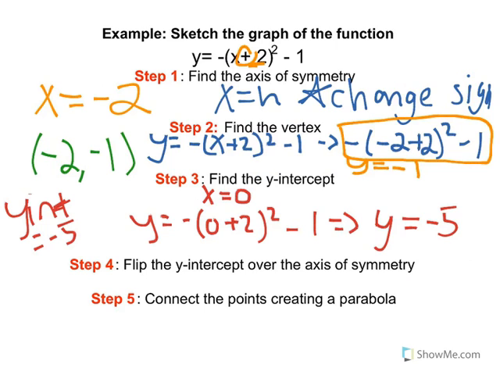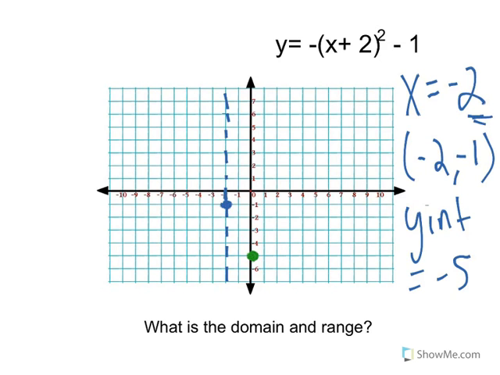Next, we wanted to flip the y-intercept over the axis of symmetry. So the y-intercept is 2 units from the axis of symmetry. So I'm going to go 2 on the other side, and that's going to give me that third point. And then you can connect all of these points and make our parabola shape. That one's upside down, and that makes sense because you do have this negative sign in front of your function. So that is what our parabola should look like.